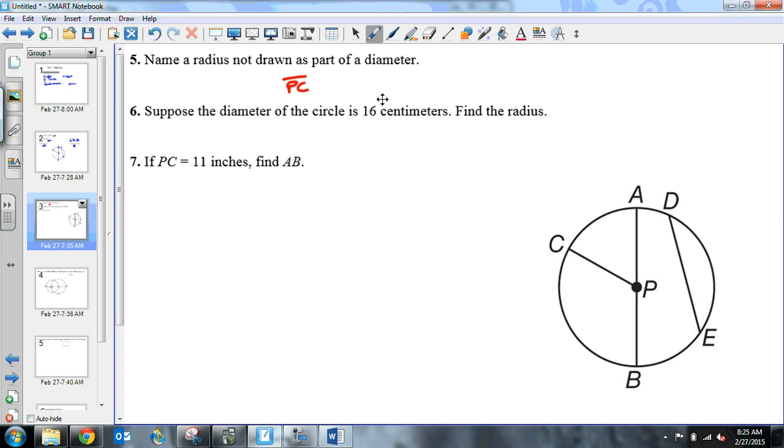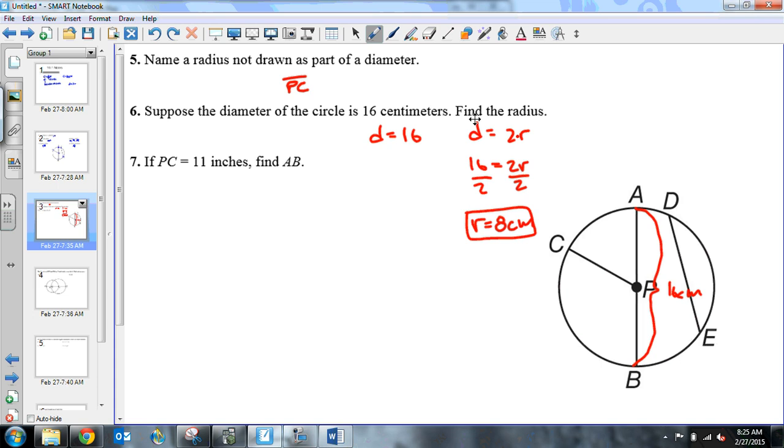Suppose the diameter of the circle is 16 centimeters. Find the radius. So the distance from A to B is 16 centimeters. It wants to know the radius. Well, I know that the diameter is equal to 16. I also know that the diameter is equal to 2 times the radius. So I could plug in 16 for diameter and solve for my radius, and just divide that diameter by 2, and I get a radius of 8 centimeters. And that's for number 6.